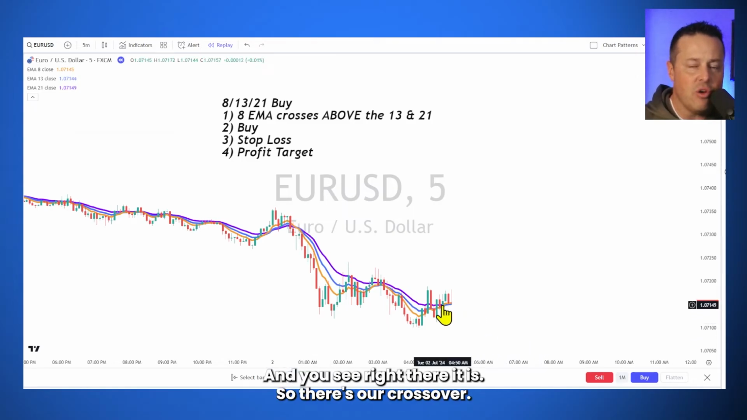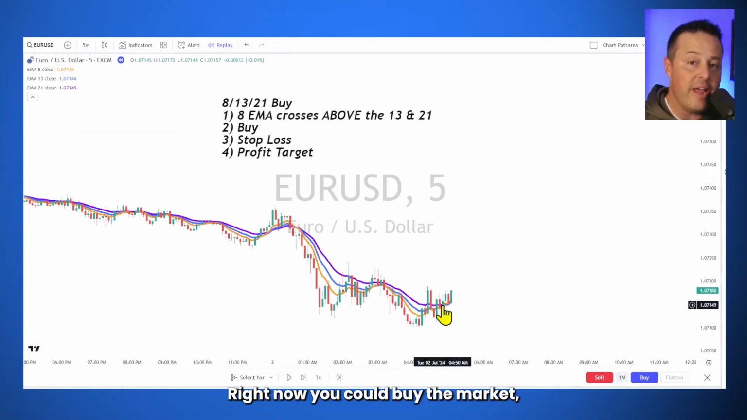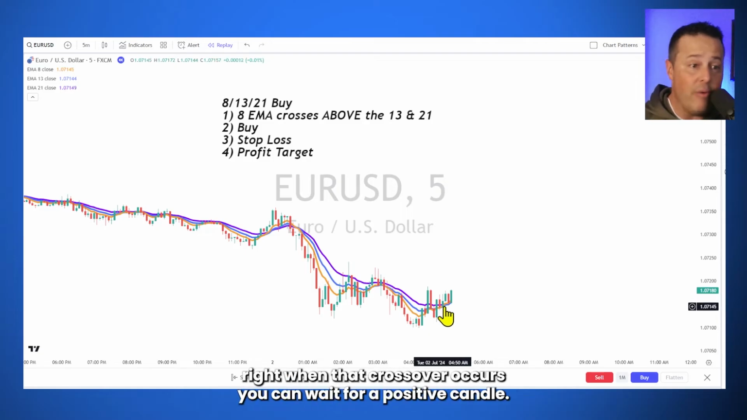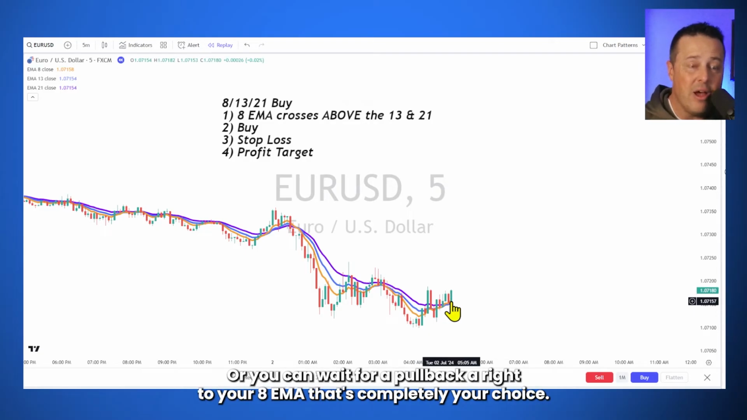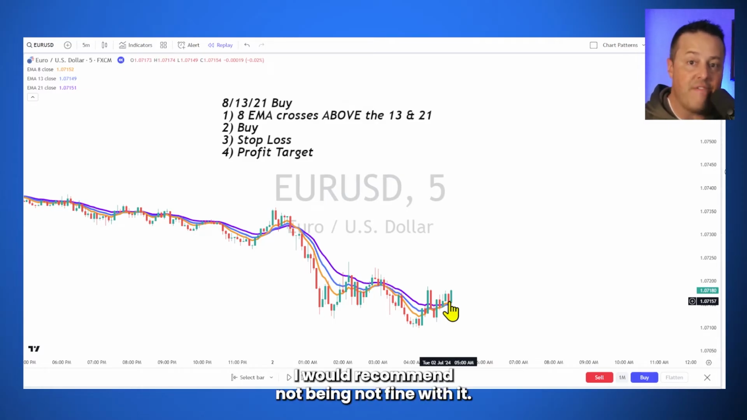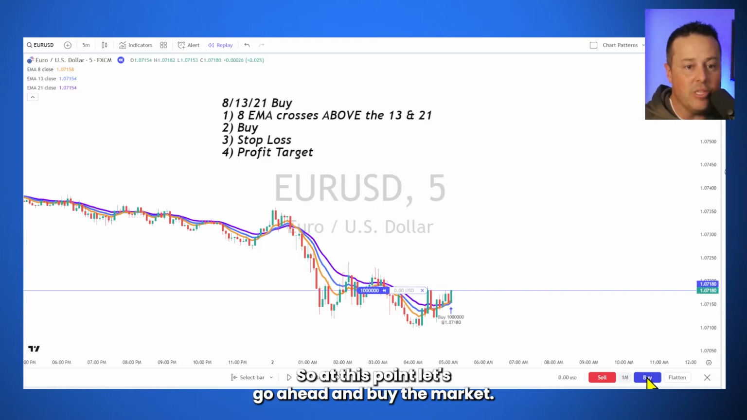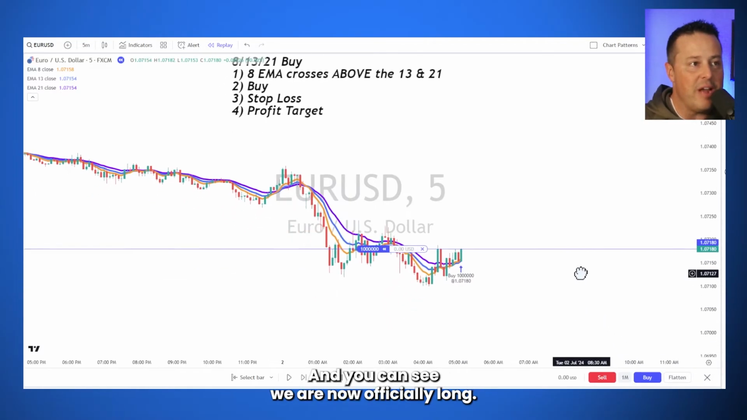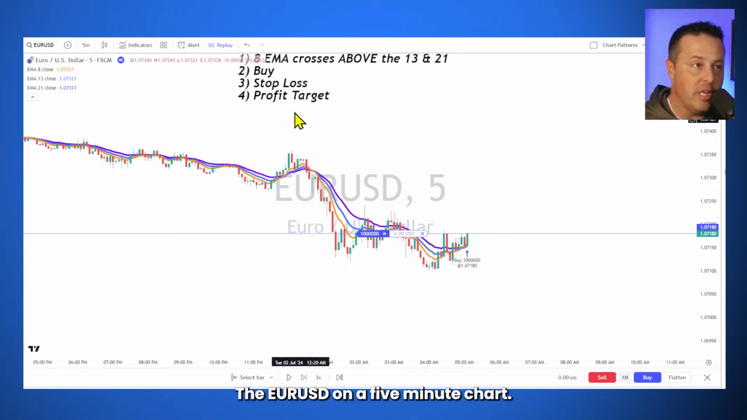So there's our crossover. Now, there's a couple ways to enter right now. You could buy the market right when that crossover occurs. You can wait for a positive candle, or you can wait for a pullback right to your 8 EMA. That's completely your choice. I would recommend not being fussy with it. Just get in the market when we get the crossover. So at this point, let's go ahead and buy the market, and you can see we are now officially long the Euro USD on a 5-minute chart.